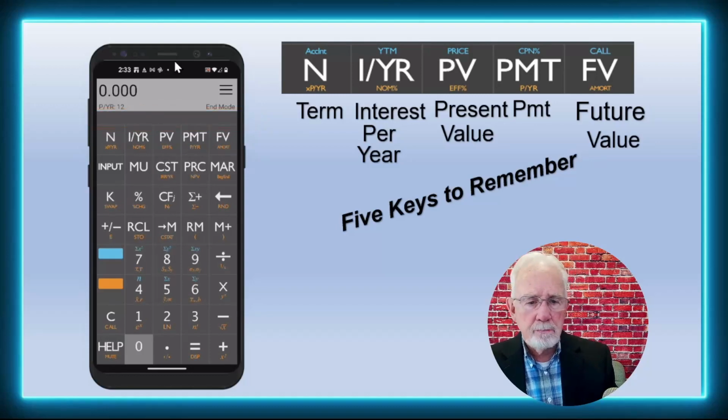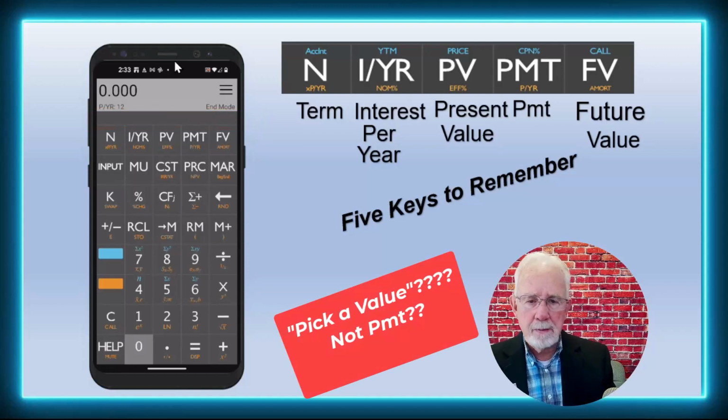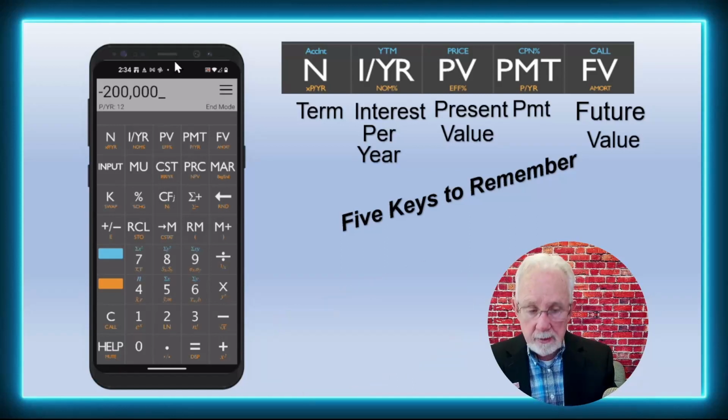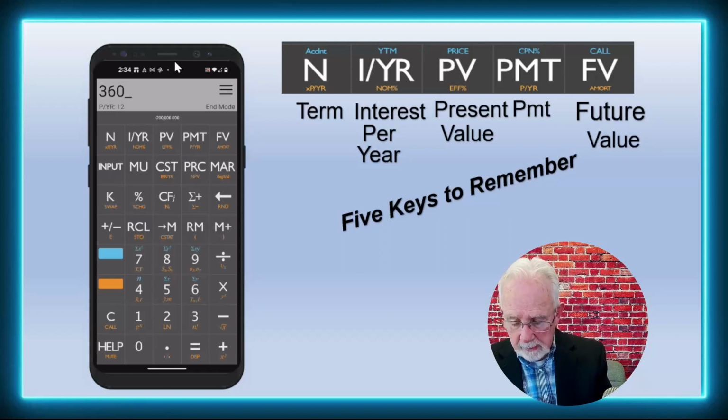So let's just pick a payment. I don't know what payment. Let's just pick $200,000. Now remember, I said that one of these has to be a negative, so I'm going to change that to negative. So we got a negative $200,000, hit PV, principal amount. And now, how long is this going to be for? Well, let's say that this is a 30-year payment. You can do that in your head. You know that 30 times 12 is 360 months. So let's put 360 in.